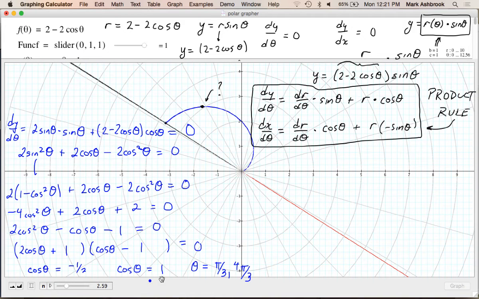And then from cosine theta equals 1, we get 0 and 2 pi.